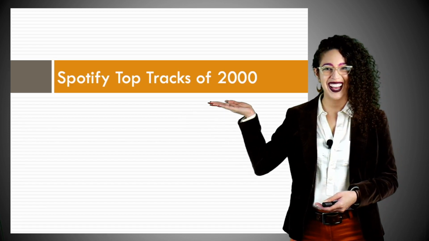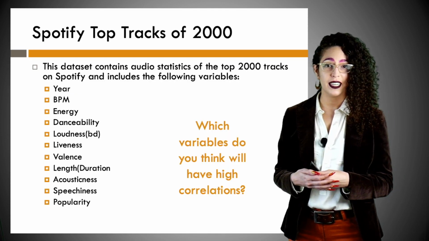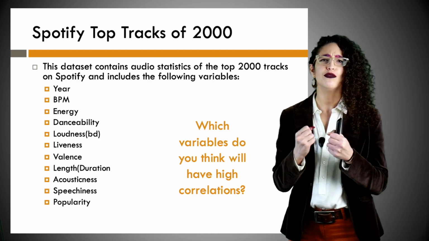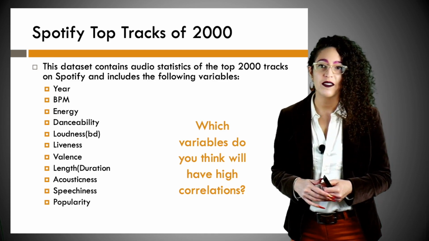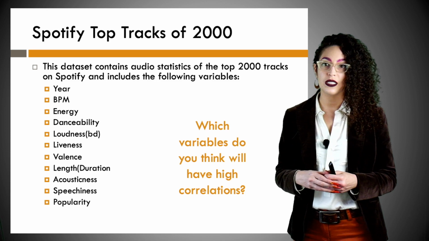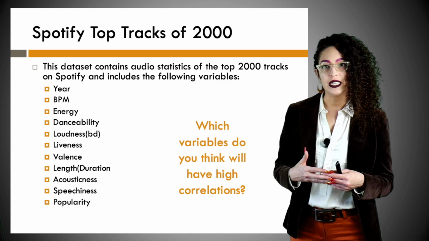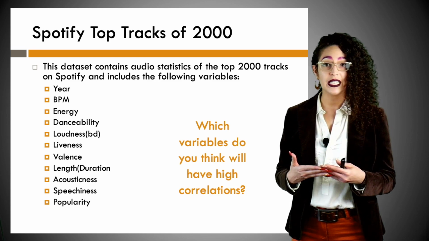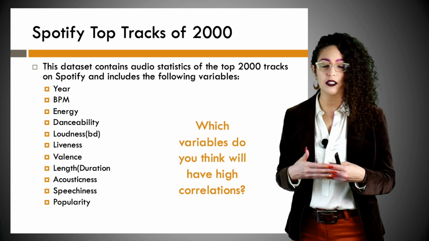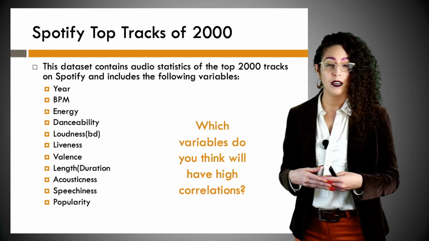Spotify, top tracks of 2000, before some of you were even born. So I went online and I found this data set. I highly encourage you to go out there and look for data sets because they are out there to be taken and used and analyzed. So I found this one, Spotify top tracks of 2000. There are 2000 tracks in this data file, and it includes things like the year it was released, the beats per minute, energy, danceability, loudness, liveliness, valence, which is like, is it positive or negative feeling? Does it make you happy or sad? The duration or the length of it, how long the song is, acousticness, speechiness, and popularity.